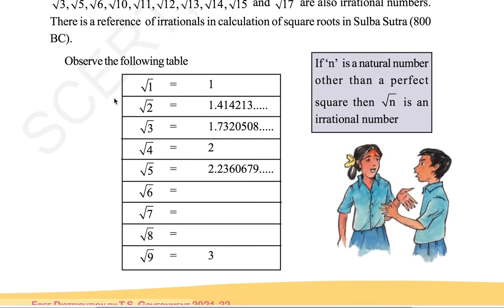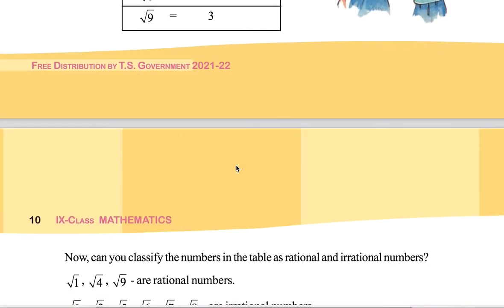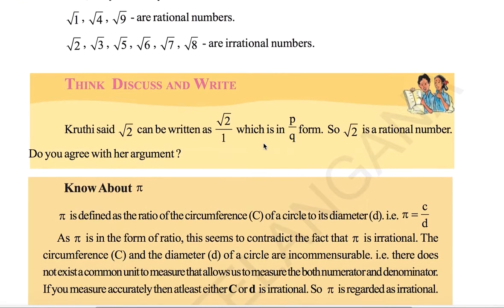Observe the following table. If n is a natural number other than a perfect square, then root n is an irrational number. Got it? Now you can classify the numbers in the table as rational or irrational like this. These are rational, these are irrational.